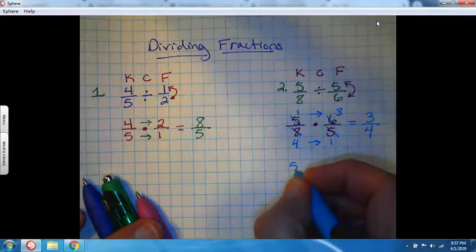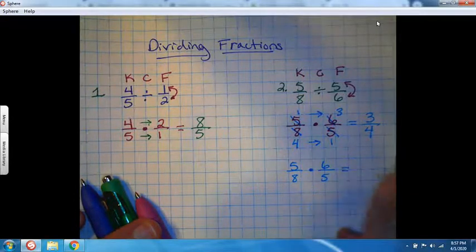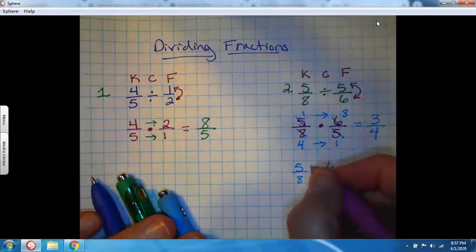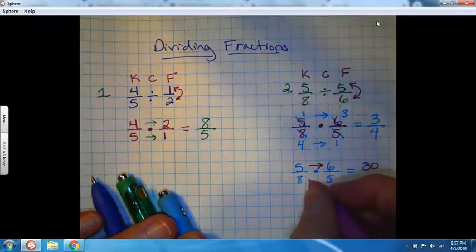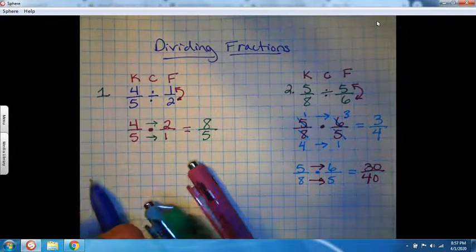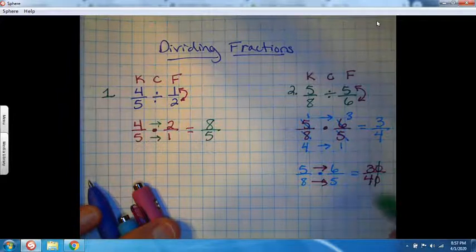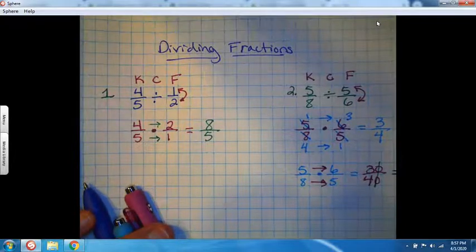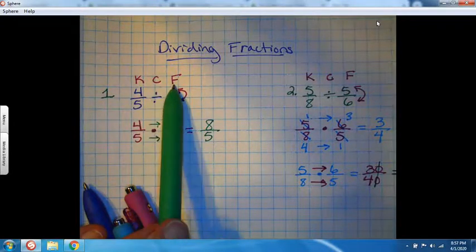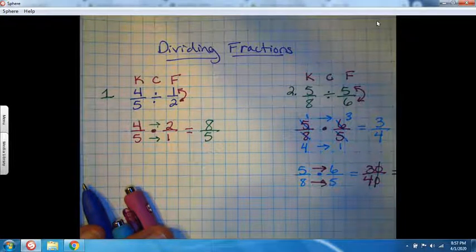So we have 5/8 times 6/5, and you get 6 times 5 is 30, 8 times 5 is 40. Oh, and this is a nice one because we can do our trick of just cross off those zeros, which means divide by 10. So either way, you're going to come up with the same answer. Doesn't matter which way you do it. Okay? So keep, change, flip, multiply. Easy peasy.